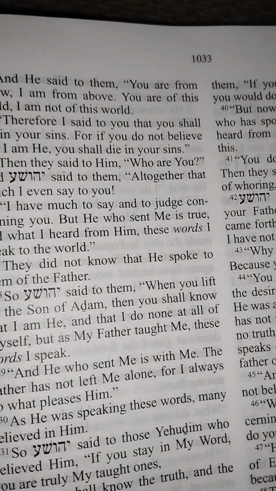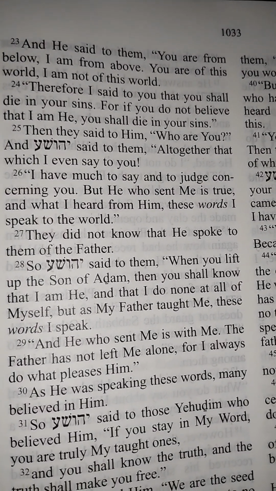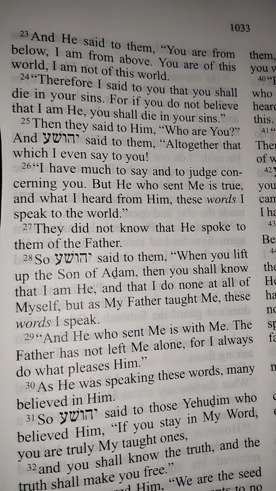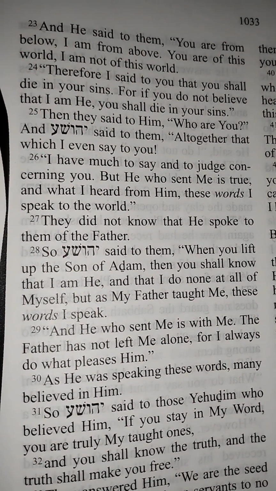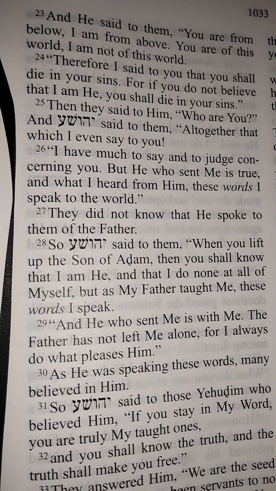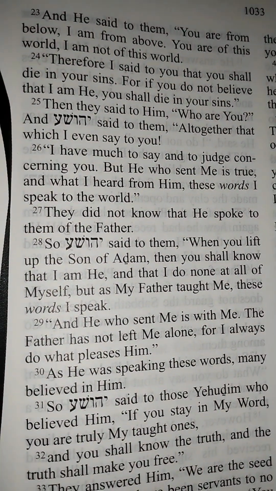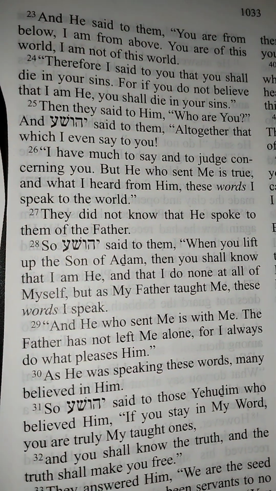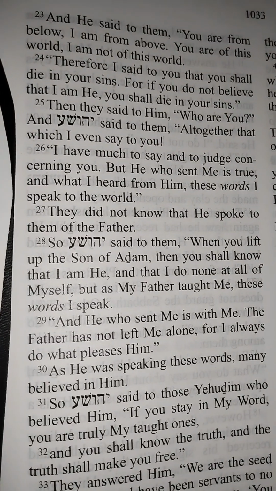And he said to them, You are from below, I am from above. You are of this world, I am not of this world. Therefore I said to you that you shall die in your sins. For if you do not believe that I am he, you shall die in your sins. Then they said to him, Who are you? And Yeshua said to them, Altogether that which I even say to you. I have much to say and to judge concerning you, but he who sent me is true, and what I heard from him, these words I speak to the world.